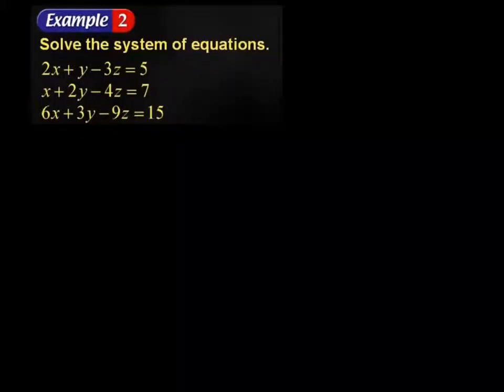Okay, we're solving again. And this time I think I might want to drop out the y's first. I'm going to use that first equation, and I'm going to multiply it, first by negative 2, and then I'm going to multiply it by negative 3.